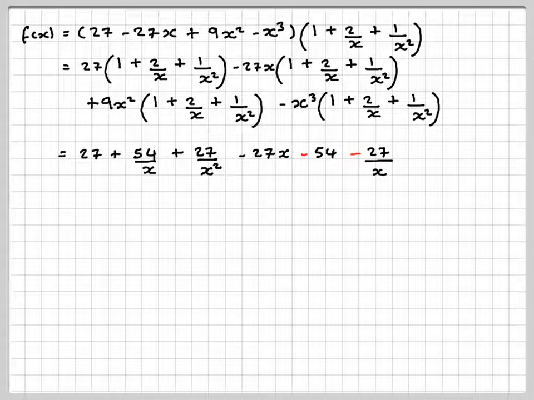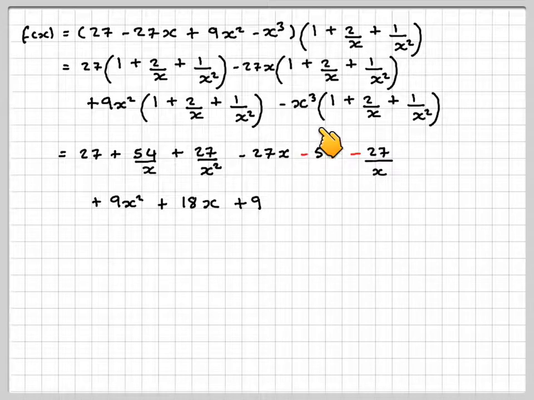27x over x squared becomes 27 over x, plus 9x squared, plus 18x squared over x, which is 18x, plus 9x squared over x squared, which is plus 9, minus x cubed, and then minus 2x cubed over x, which becomes minus 2x squared, minus x, because we're going to get x cubed over x squared.